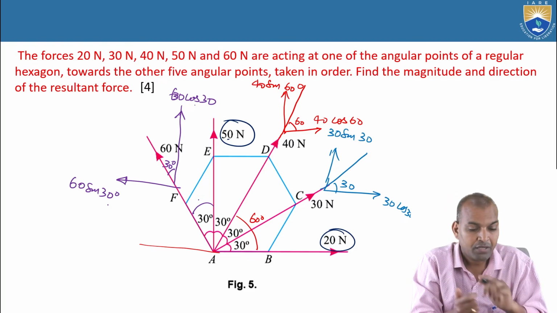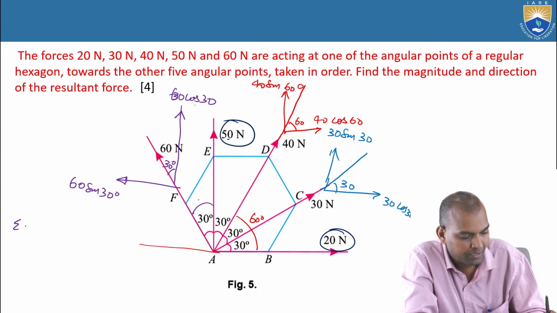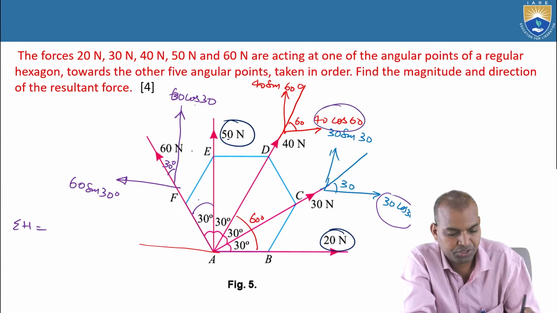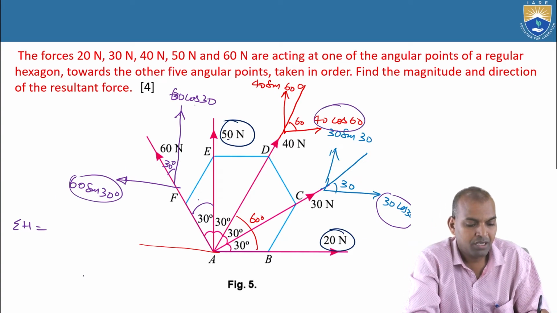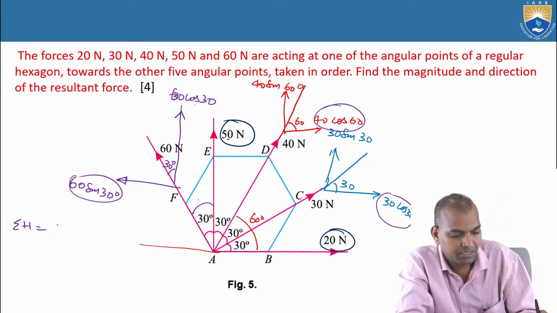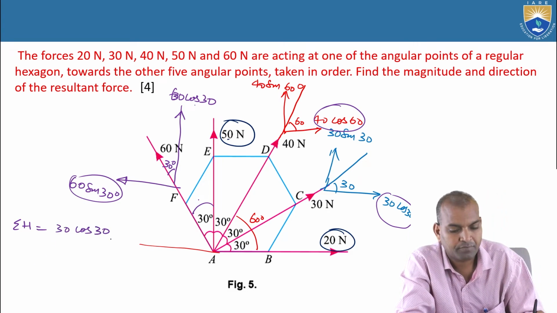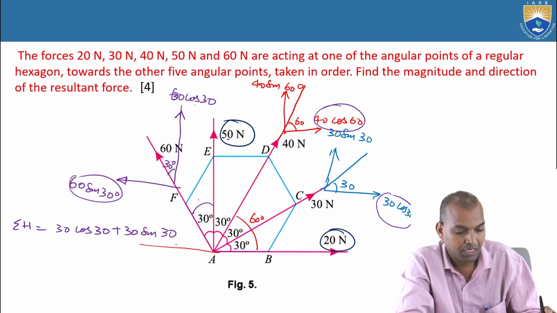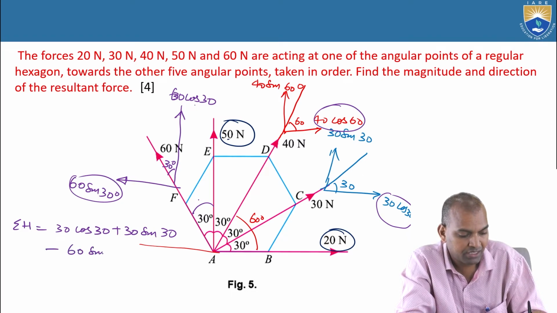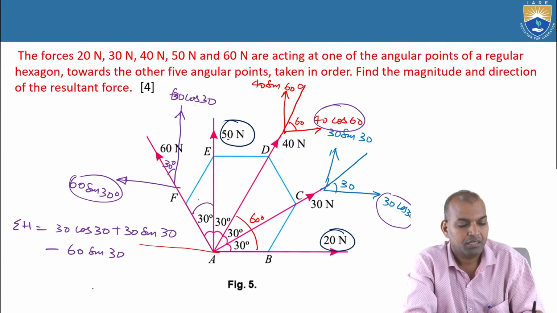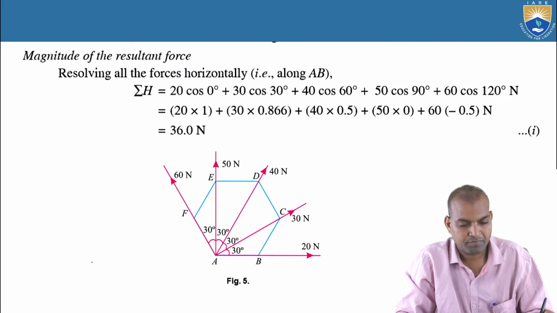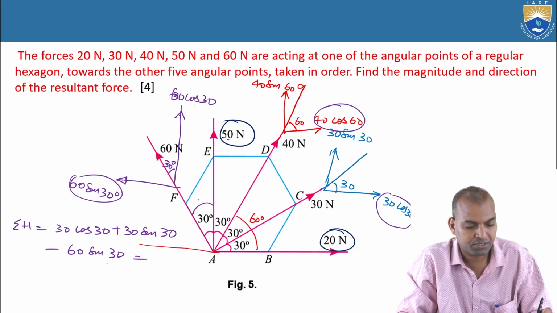What is sigma h? Sigma h is equal to the algebraic sum of the horizontal components of forces. The components here: 30 cos 30 is positive x, and 30 sin 30 is also positive x, and negative 60 sin 30 is the negative x. That value, the sigma h, becomes 36 newtons.